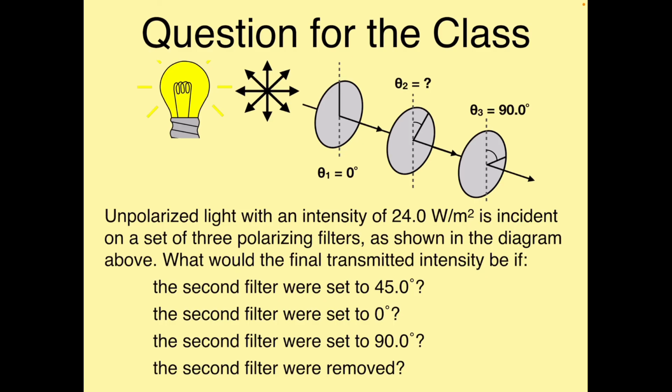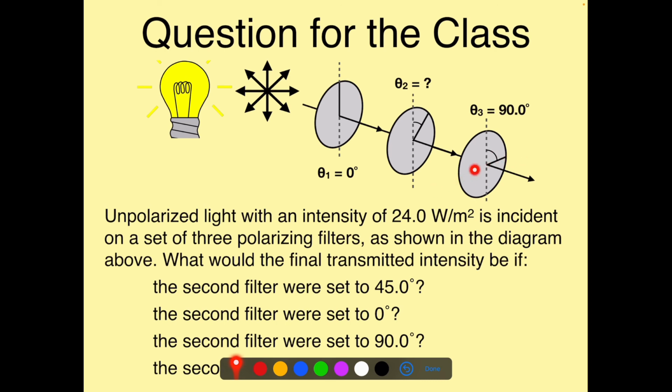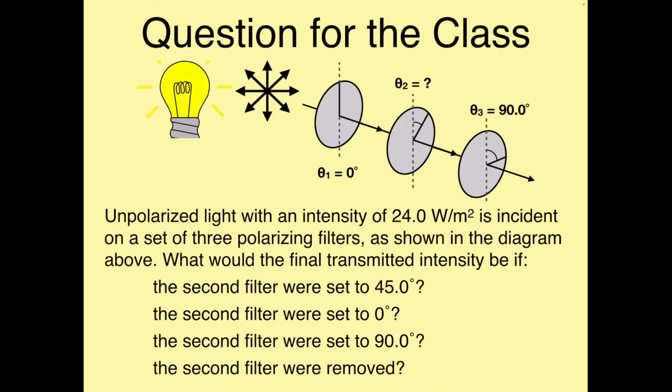So here's a question for you guys to think about. We have unpolarized light with that same intensity of 24 watts per square meter, which is incident on a set of 3 polarizing filters. So it's basically the same setup as before. The first filter has an angle of 0 degrees relative to the vertical, so it's completely vertical. The third filter is at 90 degrees with respect to the vertical, so it's perfectly horizontal. And the second filter is going to be variable, so we can move it at any angle we want. So theta 2 is something we'll change throughout the problem.